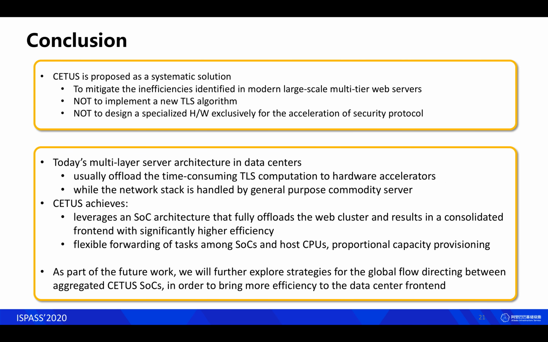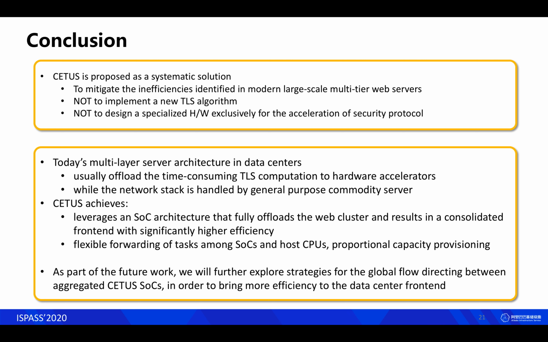In summary, the proposed CETUS SoC enables cluster consolidation and saves cost for building the front-end servers. Because CETUS leverages the SoC architecture that fully offloads the web cluster, it results in a consolidated front end with significantly higher efficiency. It also includes a hardware solution, the hardware diverter, that creates a logical pooling of the CETUS resources, so it can ensure the various resources in the front end can be provisioned proportionally.